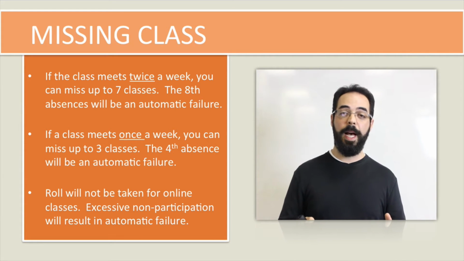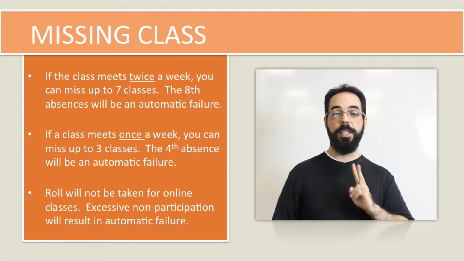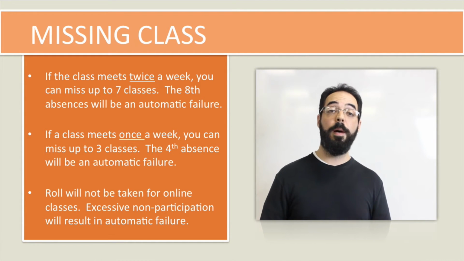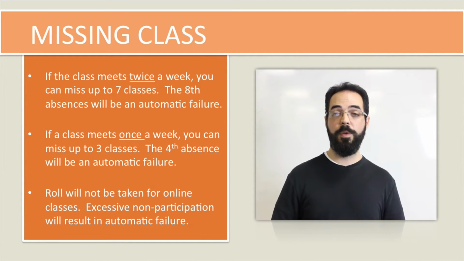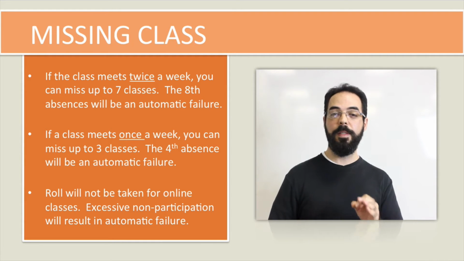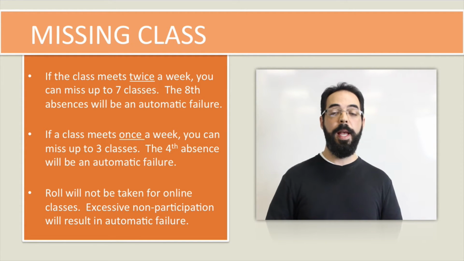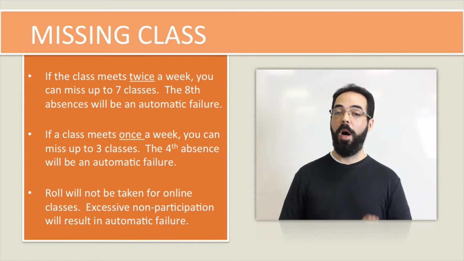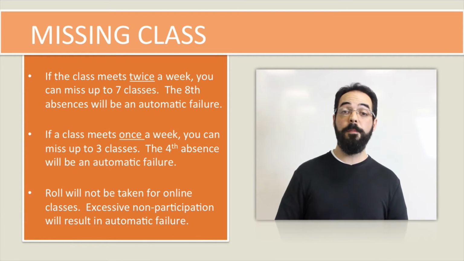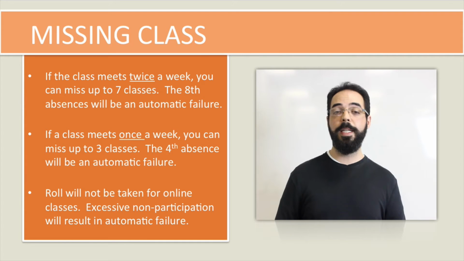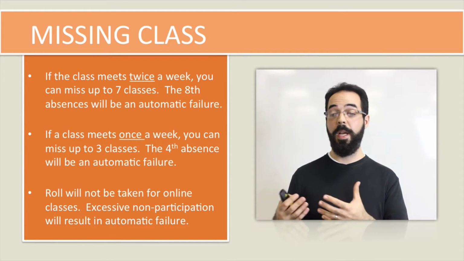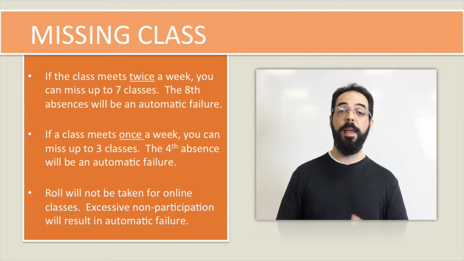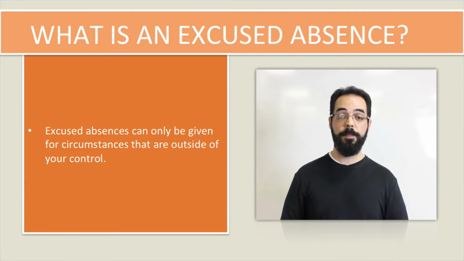So what about missing classes? For a class that meets twice a week, you can miss up to 7 classes per semester. But on that 8th absence, that's an automatic failure. If the class only meets 1 night a week, then you can miss up to 3 classes. On that 4th absence, that will be an automatic failure. If you're taking one of my online classes, I don't normally take roll. But if you have any excessive non-participation in the online projects or discussions, that will be an automatic failure.